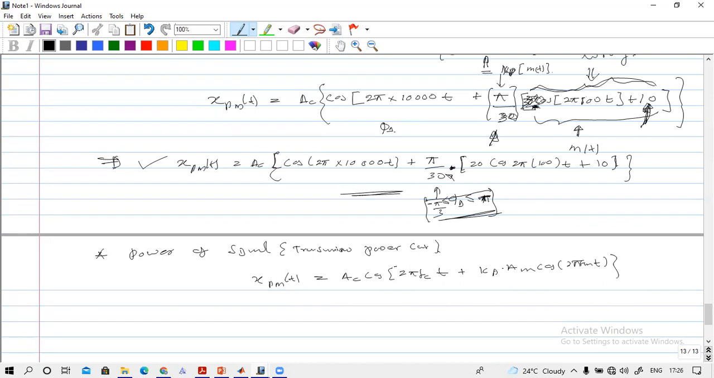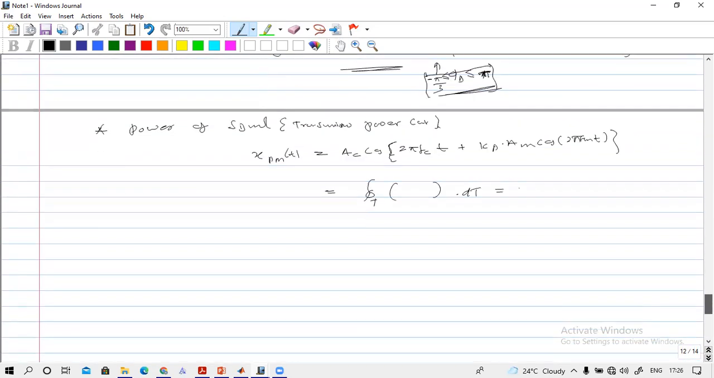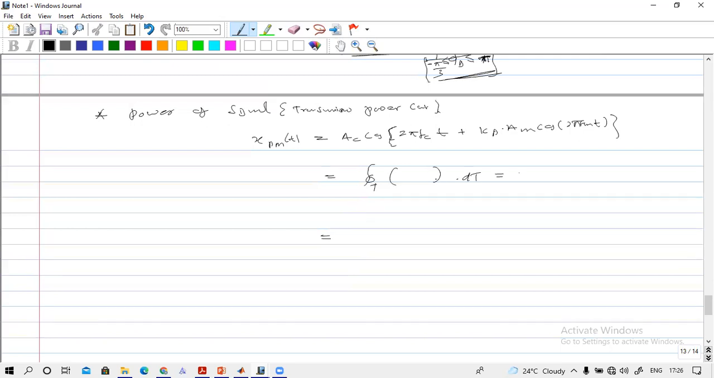So if you are asked to find the power of the signal, how can you do it? I already told you that to evaluate the power of the signal, we have to integrate this within one cycle, with respect to dt. Then we can find the power. That is what we learned in the last tutorial. So if we evaluate the power of our carrier signal, after integrating within one period, you will get Ac squared by 2.